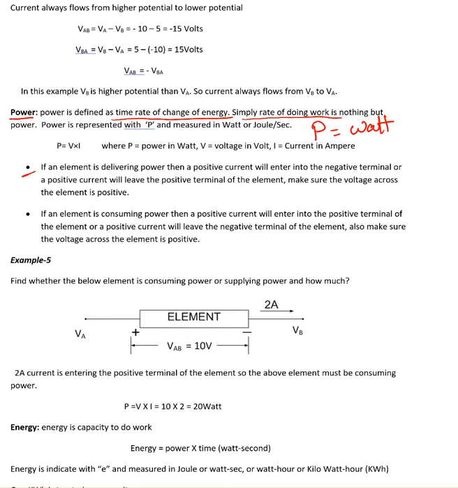is how do we know whether that element is producing power or consuming power? An element is nothing but a voltage source, a current source, resistor, inductor, or capacitor. So how do we know whether that element is either producing power or consuming power? We know one important point: resistance never produces electrical power. Resistance always consumes electrical power. It gives out either heat or light.